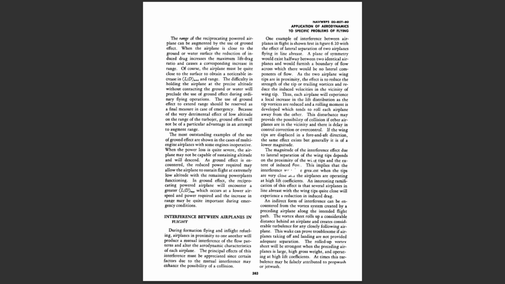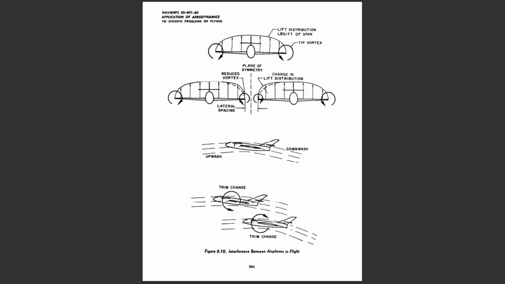Interference between airplanes in flight. During formation flying and in-flight refueling, airplanes in proximity to one another will produce a mutual interference of the flow patterns and alter the aerodynamic characteristics of each airplane. The principal effects of this interference must be appreciated, since certain factors due to the mutual interference may enhance the possibility of a collision.